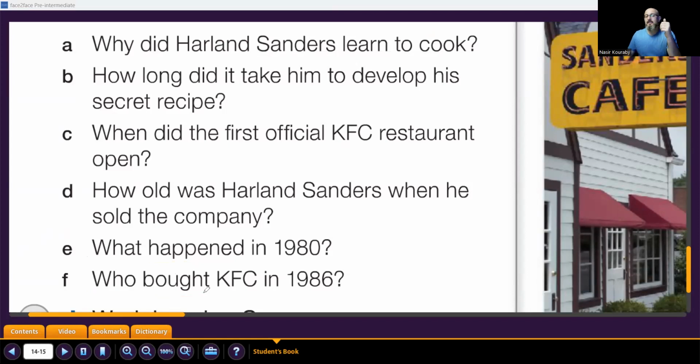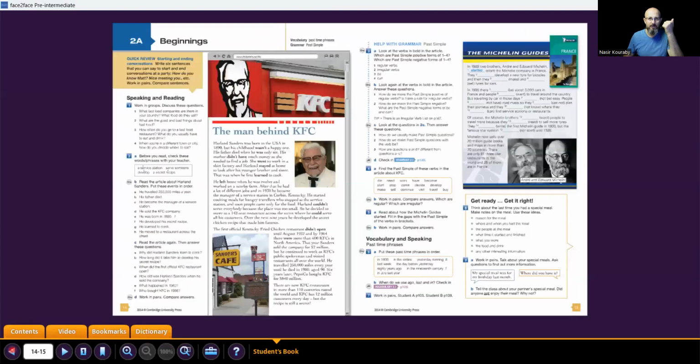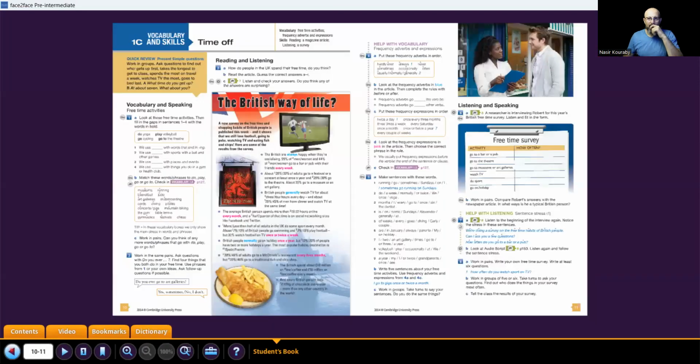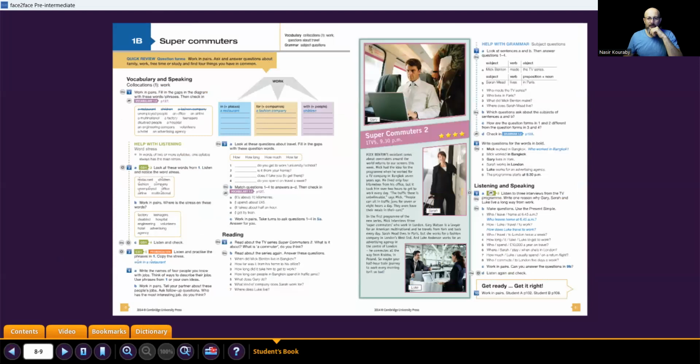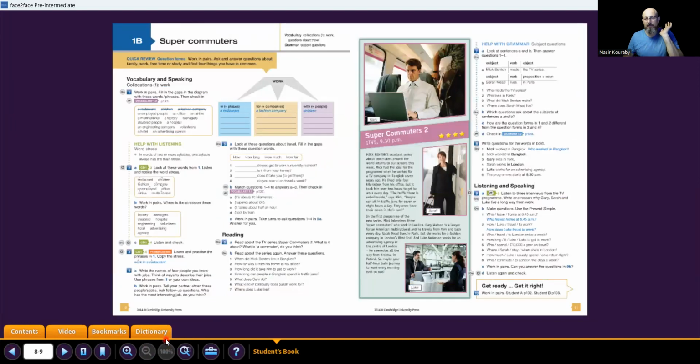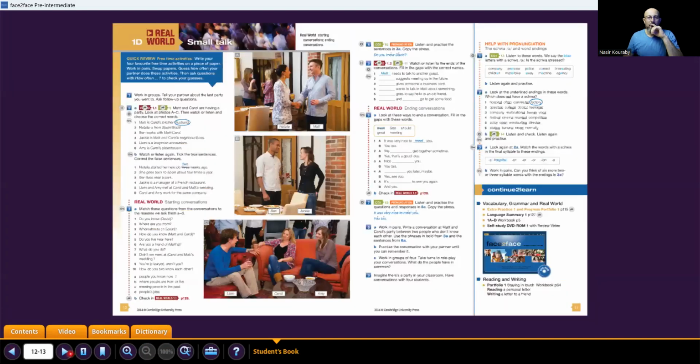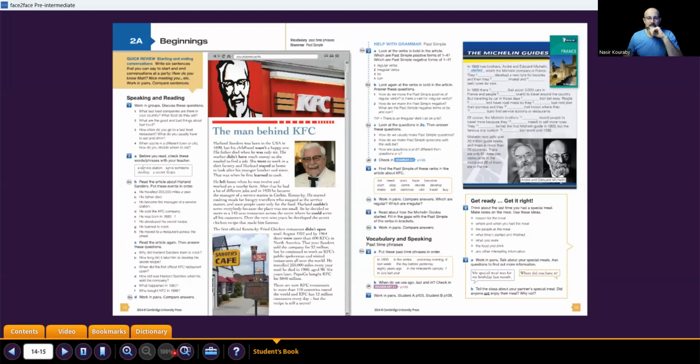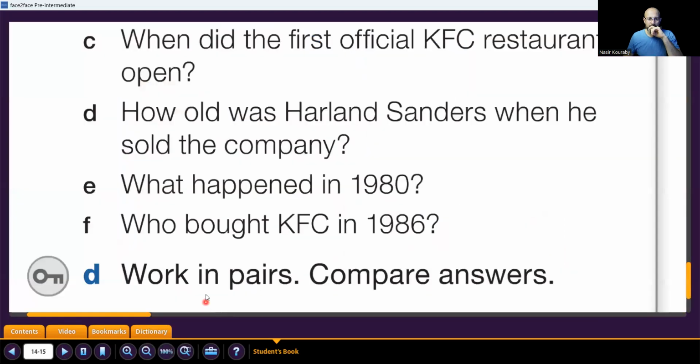We studied this in lesson 2B, subject questions, exercise number 7. If you don't understand it or you forgot it, come to this lesson and review. We will not explain it again now. I'm just telling you the difference: because we don't have an auxiliary verb, it's question word and a verb.